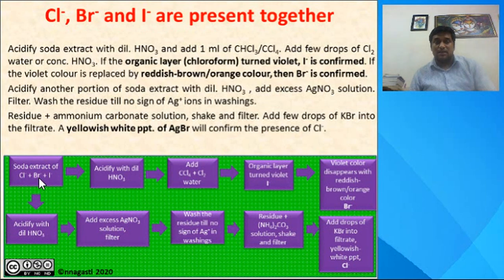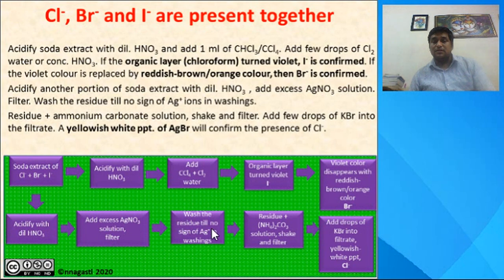The soda extract of all the three halides, acidify with dilute HNO3, add an organic solvent, that is carbon tetrachloride, then add an oxidizing agent, chlorine water or a few drops of concentrated HNO3. Then the organic layer turns violet, that is due to iodide. Then the violet color will disappear, and reddish brown or orange color will appear, that will indicate bromide. And then take soda extract, acidify with dilute HNO3, add excess silver nitrate, and then filter.